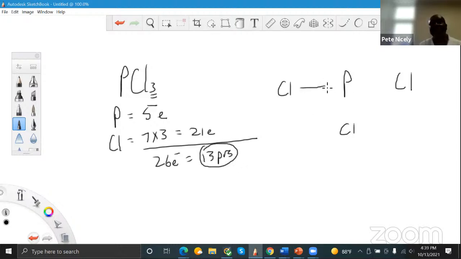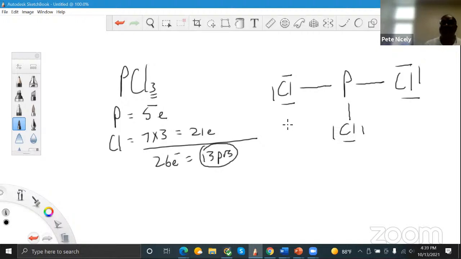So the first pair would go here, the second pair would go here, the third pair would go there. So we have assigned 3 pairs so far. Then the 4th pair can go on any one of these chlorines. So I'm going to put the 4th pair here, the 5th pair here, the 6th pair here, 7, 8, 9, 10, 11, 12. So now all the chlorines have 8 electrons on their outer shell.